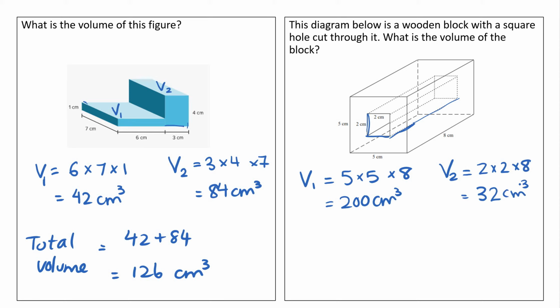So the total volume of that wooden block would be 200 minus, because we've got a hole cut out of it, 200 minus 32, which would give 168 centimeters cubed.